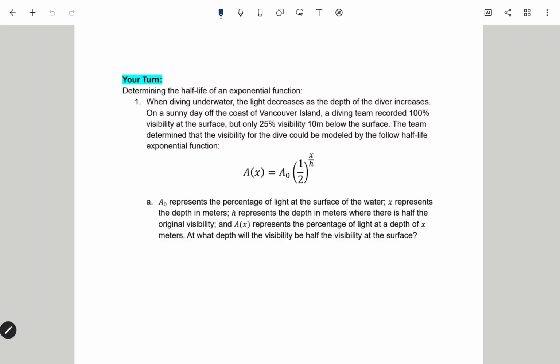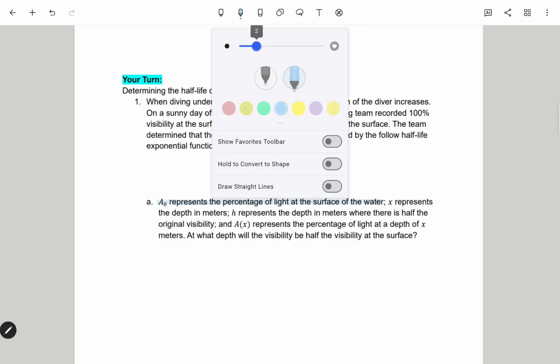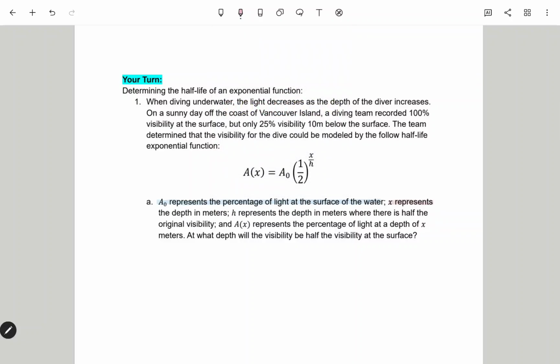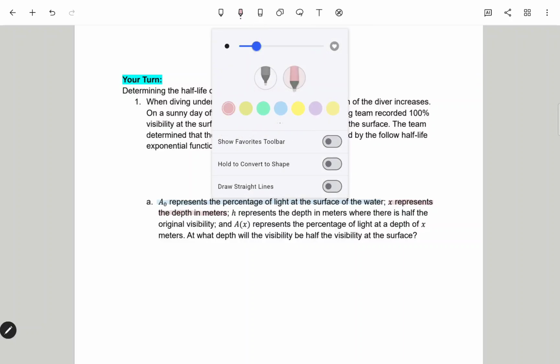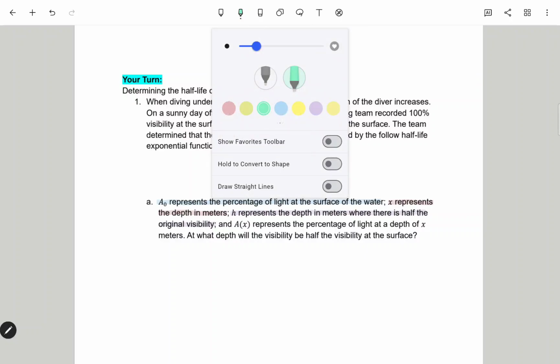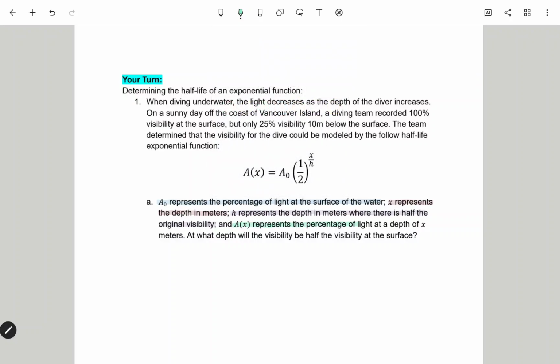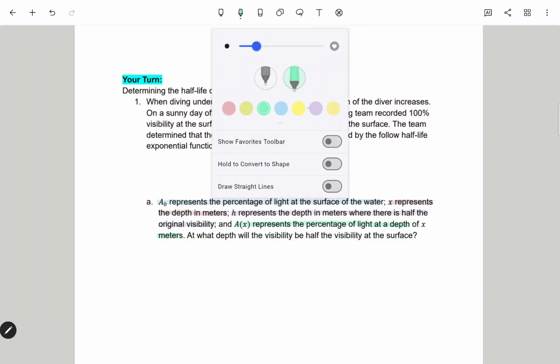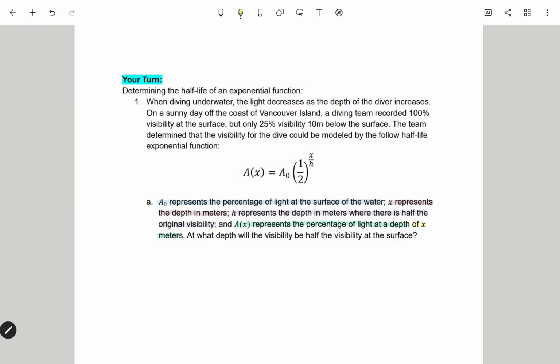A of x equals a naught times 1/2 to the power of x over h, where a naught represents the percentage of light at the surface of the water, x represents the depth in meters, h represents the depth in meters where there's half the original visibility, and a of x represents the percentage of light at a depth of x meters.